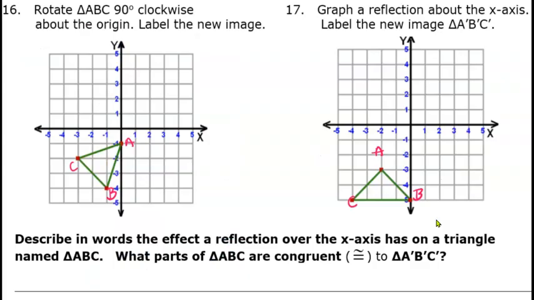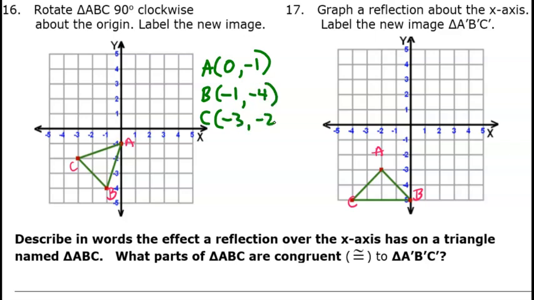Questions 16 and 17 ask you to transform the triangle shown below. For question 16, we're going to rotate 90 degrees clockwise. So first, I need to know what my original points are, A, B, and C, because a rotation requires you to do some math with these points. A is 0, negative 1, B is negative 1, negative 4, and C is negative 3, negative 2.